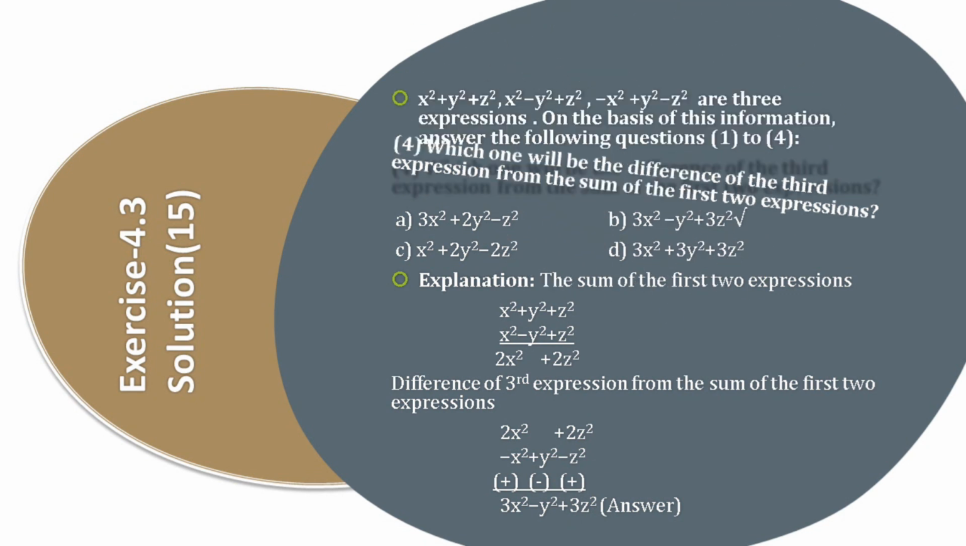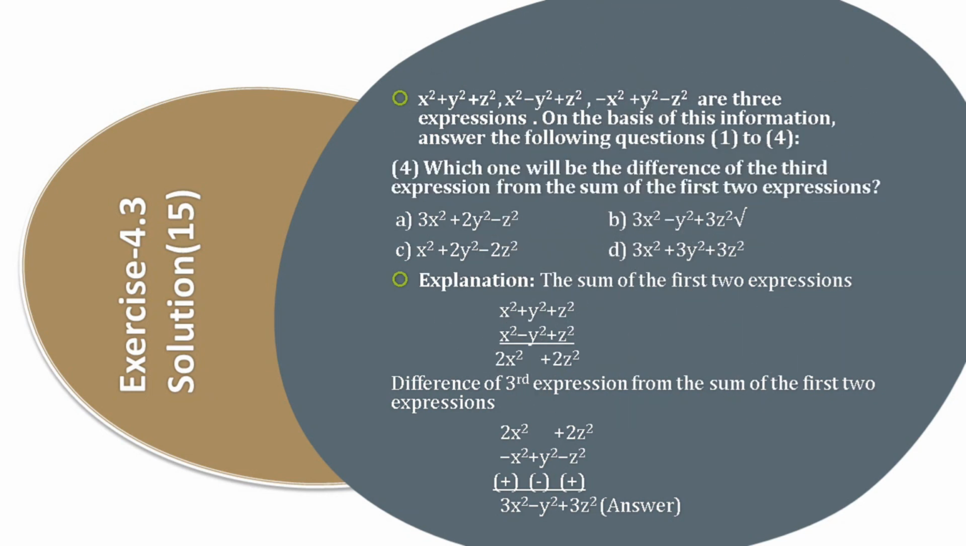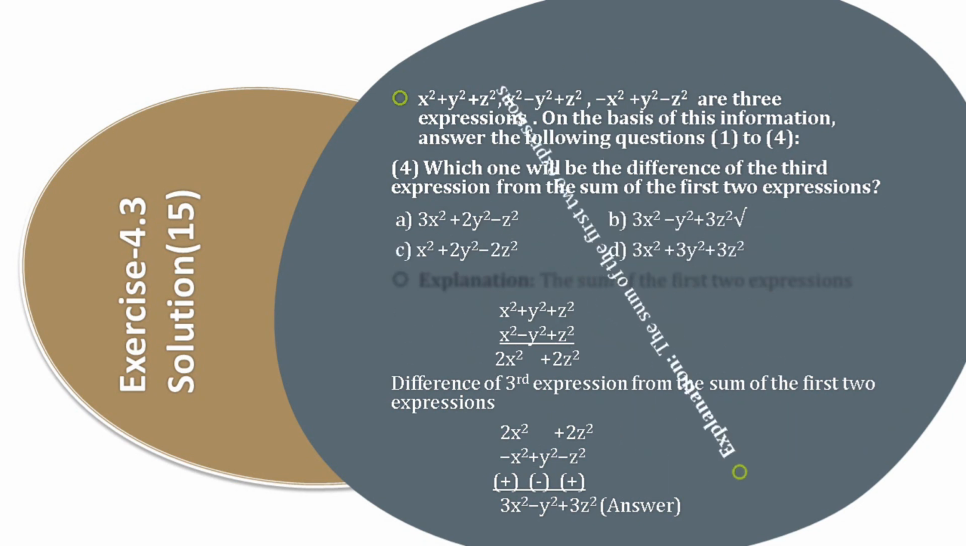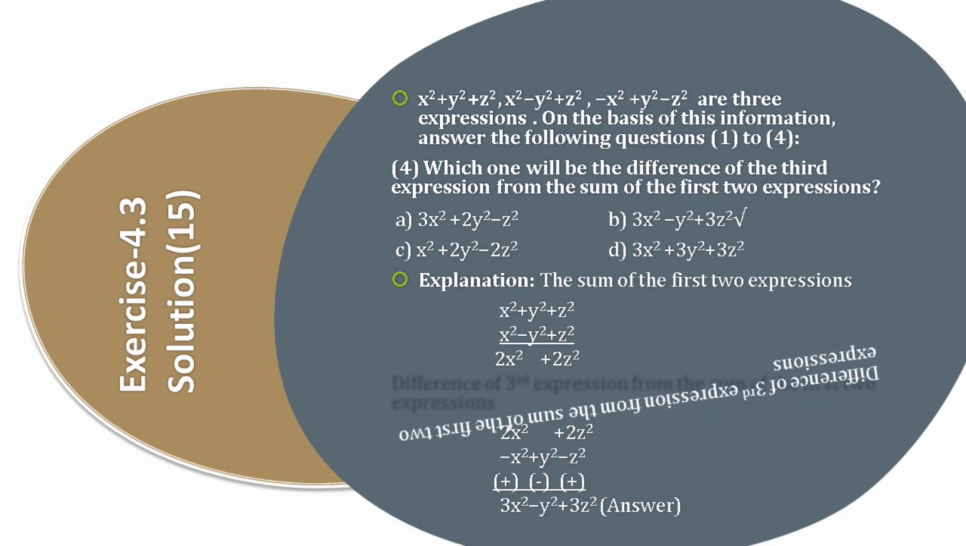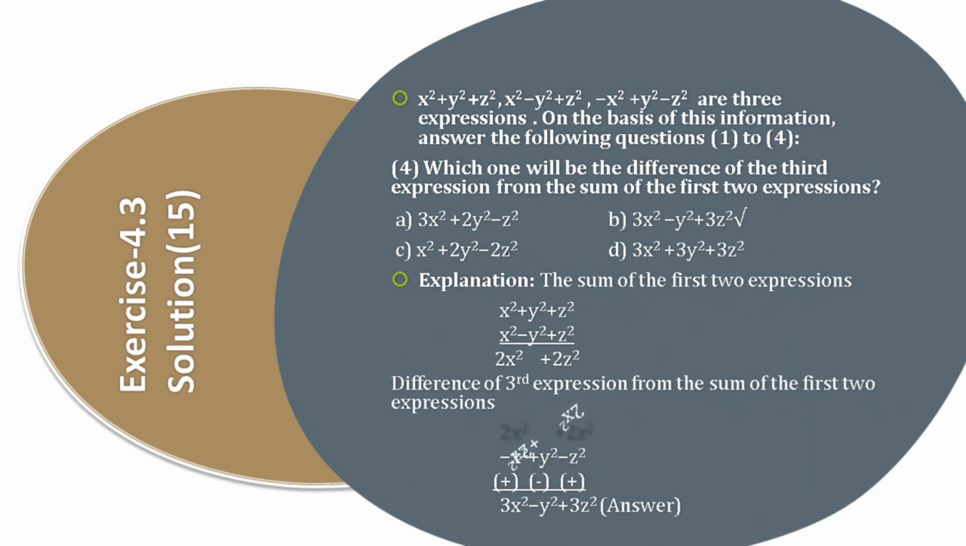So this is question number 4 of 15. That is the explanation, my dear. And if we add the first two expressions, we get 2x square plus 2z square. And the difference of the third expression from the sum of the first two expressions is, if we arrange them with the similar terms one by one, then we get 3x square minus y square plus 3z square.